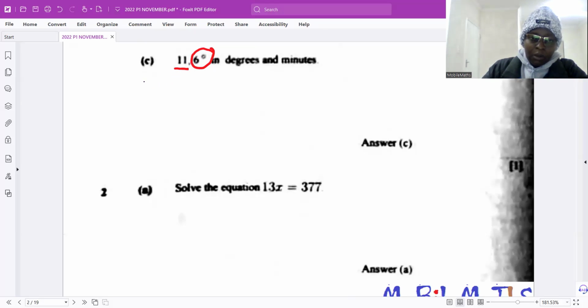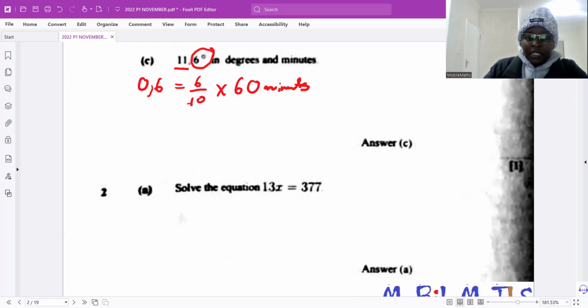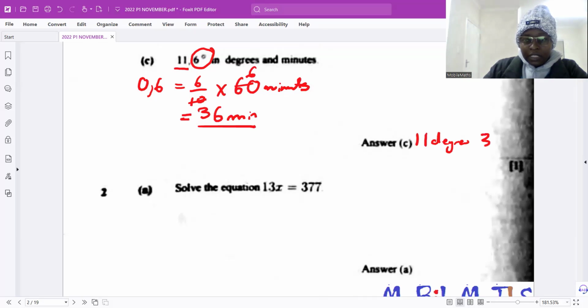To write that, 0.6 is the same as 6 over 10 as a fraction. Then we multiply this by the number of minutes we have, which is 60 minutes. 10 into 60 is 6, so we get 36 minutes. Rewriting, we have 11 degrees and 36 minutes as our final answer.